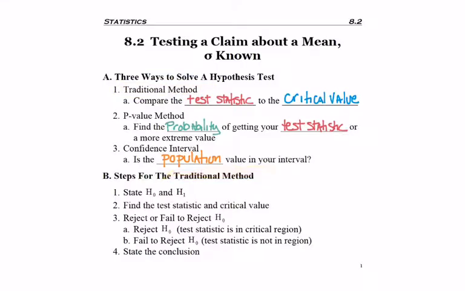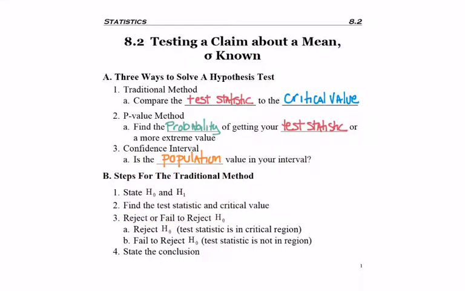And so the steps that we'll be using for that is we'll start by stating our null and alternate hypothesis. Then we'll use our sample data to calculate a test statistic. We'll use the significance level alpha to determine a critical value. And then we will decide whether we'll be rejecting or failing to reject H naught.